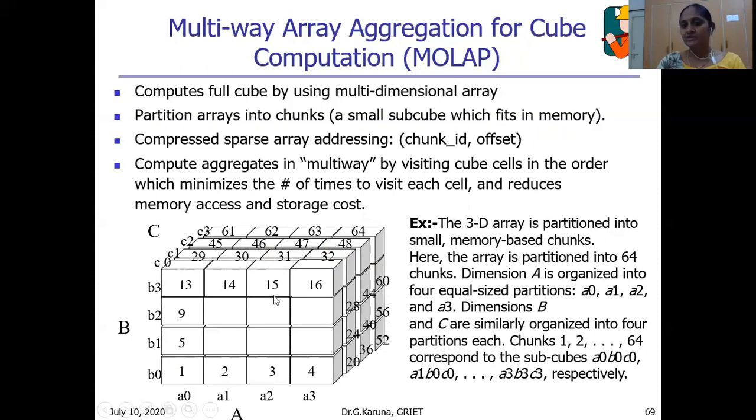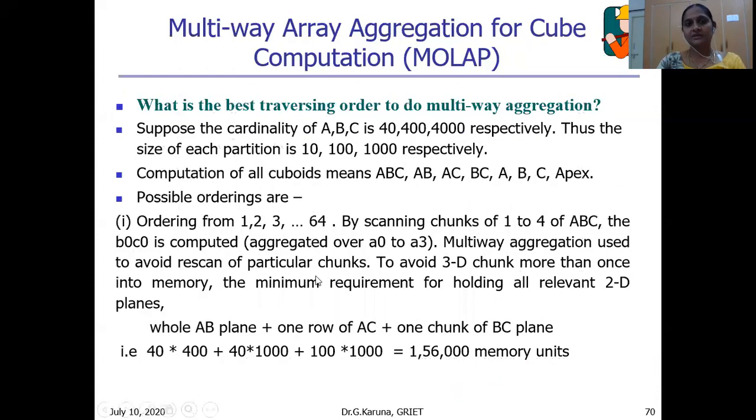Let us consider this as the example. See how the attributes are represented. Now, what is the best way to calculate? Because we need to reduce the memory access as well as the storage cost. So what is the best traversing order in the above diagram in order to calculate the multi-way array aggregation? Multi-way array aggregation itself is nothing but calculating the aggregation without revisiting the same cell.